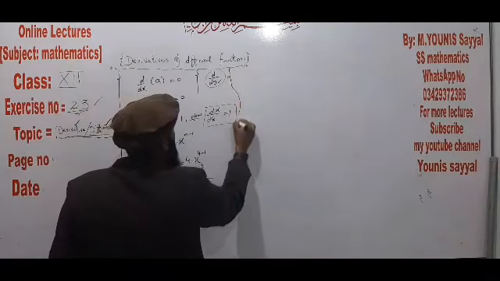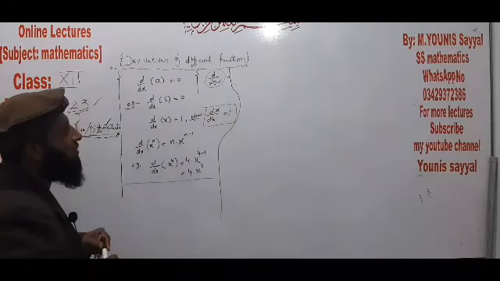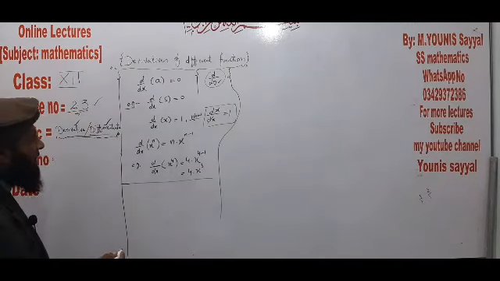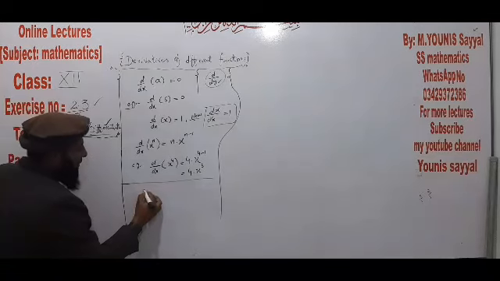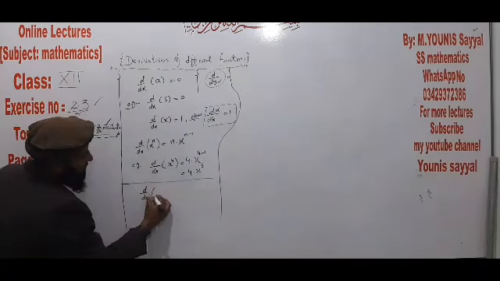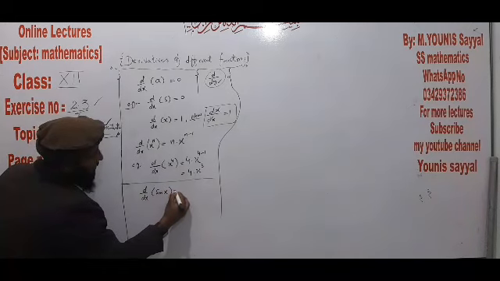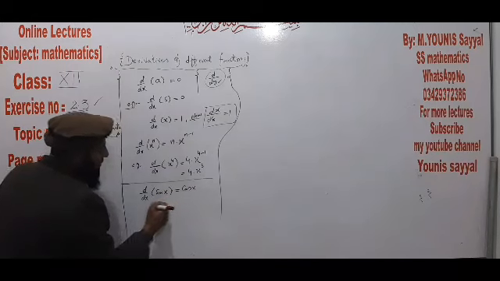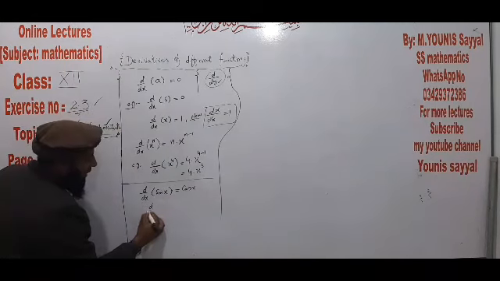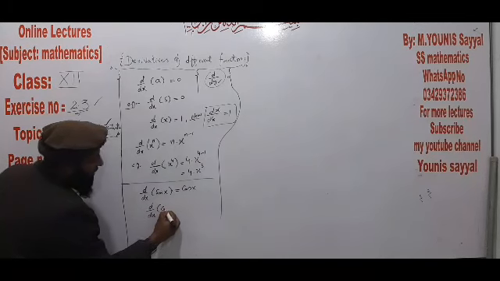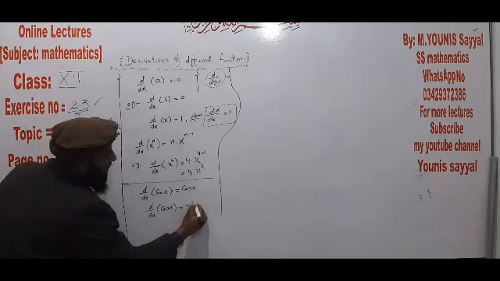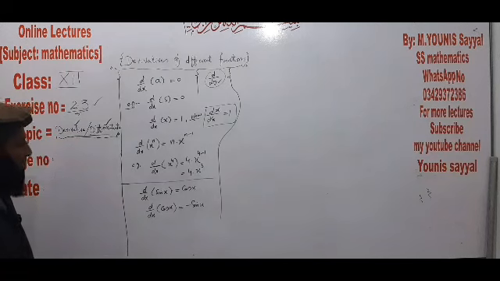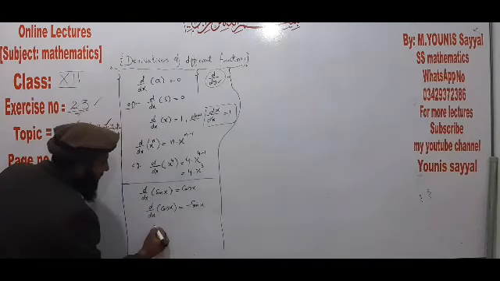My dear students, now we start the derivation of some important trigonometric ratios and so on. Here d over dx of sin x is equal to cos x, meaning the derivative of sin x is cos x, and the derivative of cos x is equal to minus sin x. I teach you by a simple method.